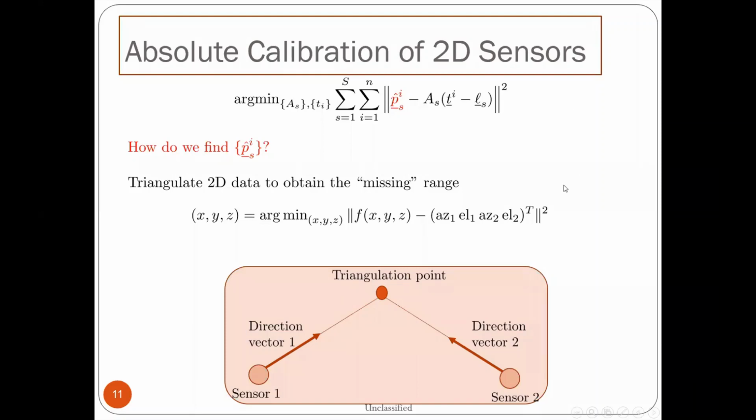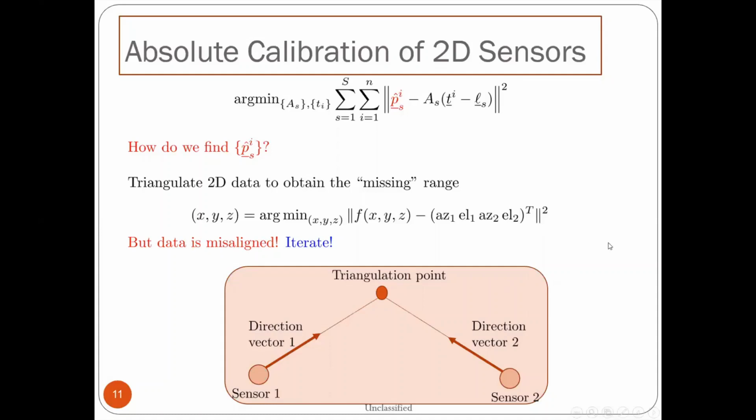Our next step is the calibration of two-dimensional sensors. In this case, it seems that the Cartesian positions that are needed in the algorithm are missing since we only have access to azimuth and elevation measurements. However, using 2 or more sensors, we can triangulate the direction vectors and obtain Cartesian positions from which it is easy to obtain the missing ranges. This is depicted here. Using 2 or more direction vectors, we may find the triangulation point when solving a simple nonlinear least squares problem.